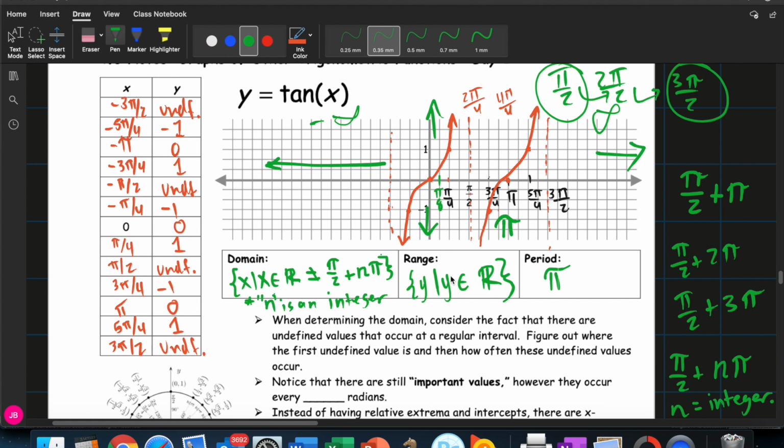Now, let's say that my asymptotes shift, right? And they're smaller, then you would have to account for that in the domain. And you would just say, okay, well, if it's every pi over 8 plus n pi, n an integer, or something like that. But for now, this is enough.